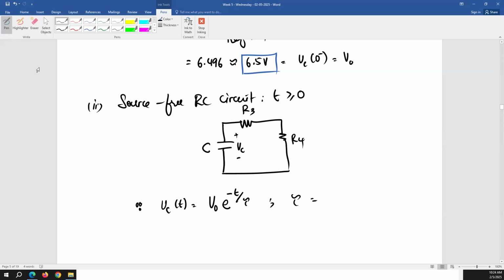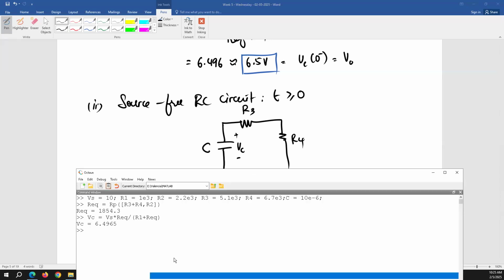So what will be the equation for tau in this circuit? Say it again. R3 plus R4, equivalent of these two, times C. Very good. So R3 plus R4 times C. So the equation of VC(t) in terms of math is going to be, let's calculate tau. Tau is equal to R3 plus R4 times C.